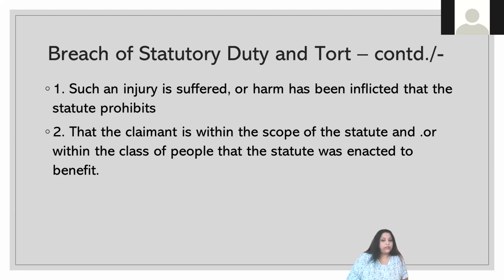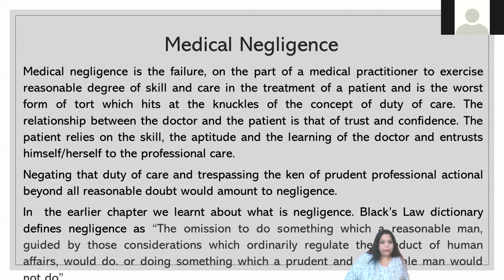That the claimant is within the scope of the statute and or within the class of people that the statute was enacted to benefit. So therefore, there are two conditions. One is there is an injury, which is actually prohibited by the law, which is prohibited by the statute. And second, this claimant, whoever is there, the aggrieved party, is within the scope of that particular statute to claim under that particular law. Next is medical negligence.